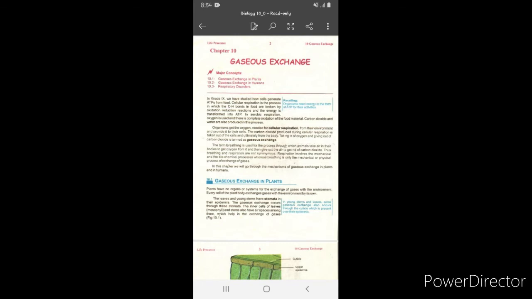Cellular respiration is very much needed for the organism because it supplies food or oxygen to the cell level. And the carbon dioxide that is produced during cellular respiration is taken out from the cell and ultimately from the body. Next terminology is gaseous exchange. Gaseous exchange is basically taking in of oxygen and giving out of carbon dioxide.